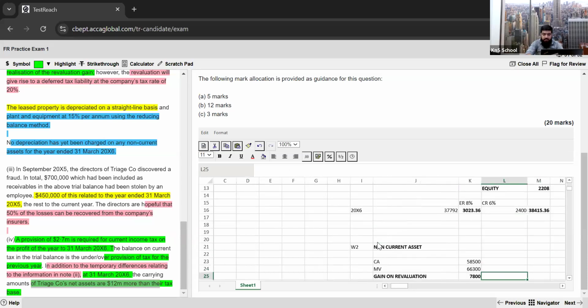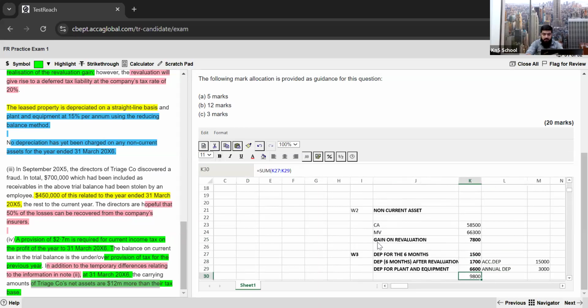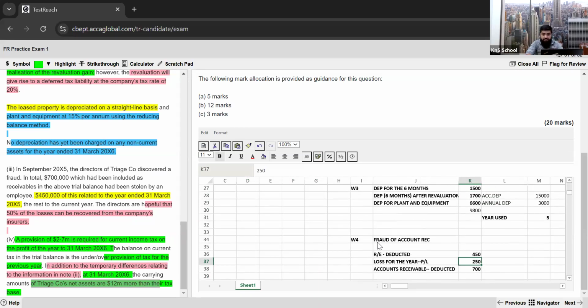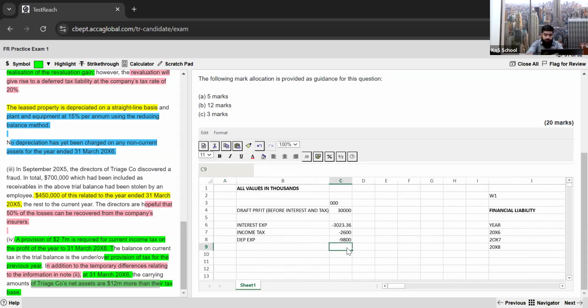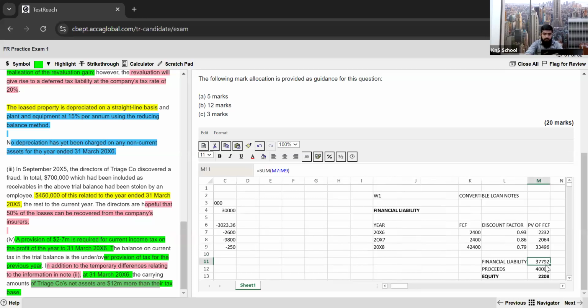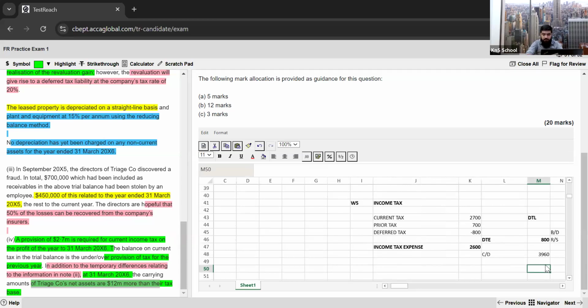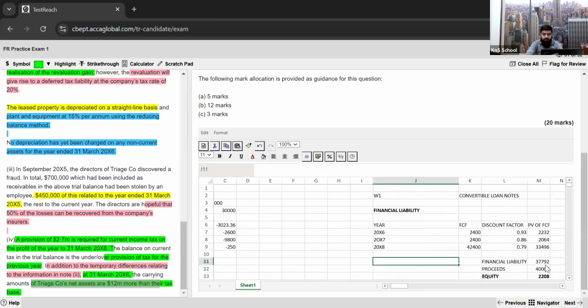Okay, now any other expense of P&L? Gain on revaluation, that's a revaluation surplus. Okay. Fraud, yes, here we go. The loss for the year is 250. Yes, fraud. It's K37, minus K37. Loss on accounts receivable. Any other expense? No, we have incorporated all expenses.